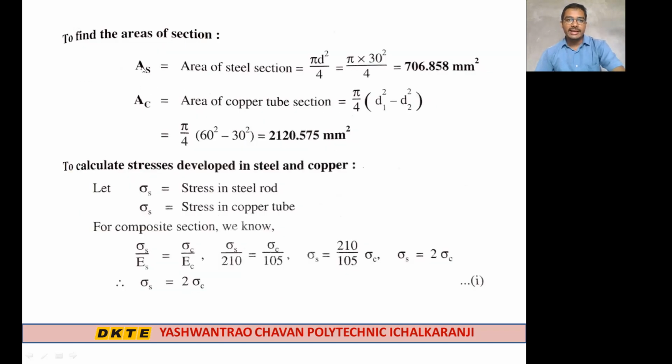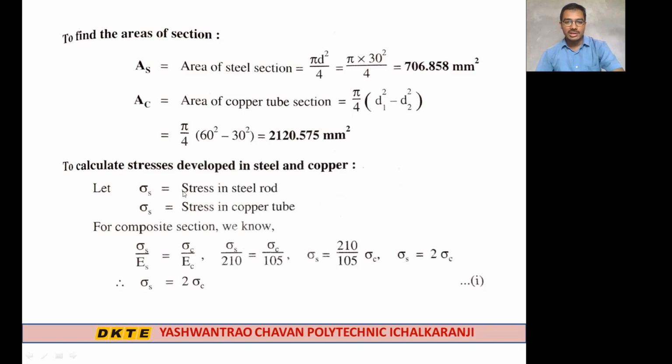First of all, calculate the areas of each section. AS, the area of the steel section, is equal to pi by 4 d square. D is 30 because this is the solid bar, and the copper is a tube. Therefore, the area of the copper tube section is equal to pi by 4 (d1 square minus d2 square). D1 is 60 and d2 is 30. Put the values and we will get the area of the copper section.